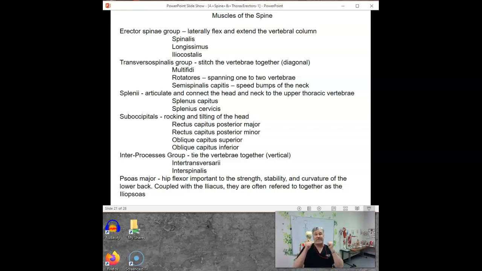And that's just what's happening on the back side. We've got stuff happening on the front side to try to keep you erect too, right? But that's what's happening on the back side.